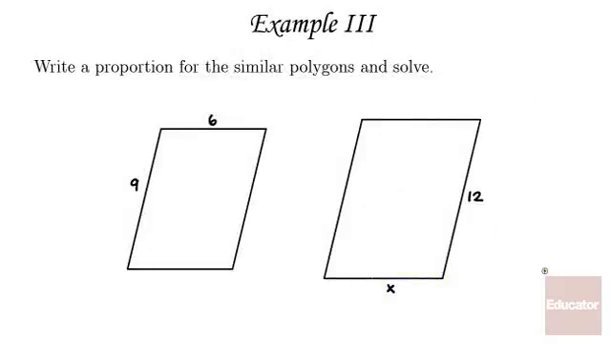For the third example, this is called a parallelogram. Okay, it's not a rectangle because it's not perfectly going straight up and straight across, so it's not perpendicular. It's kind of tilting off to the side, right? So this is a parallelogram. But these are similar polygons.